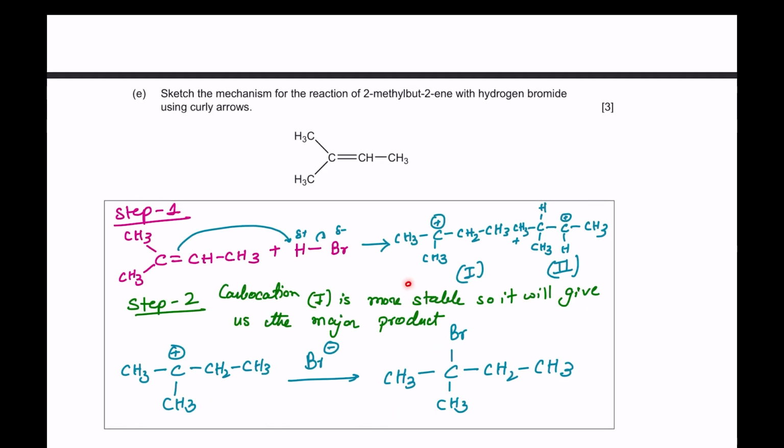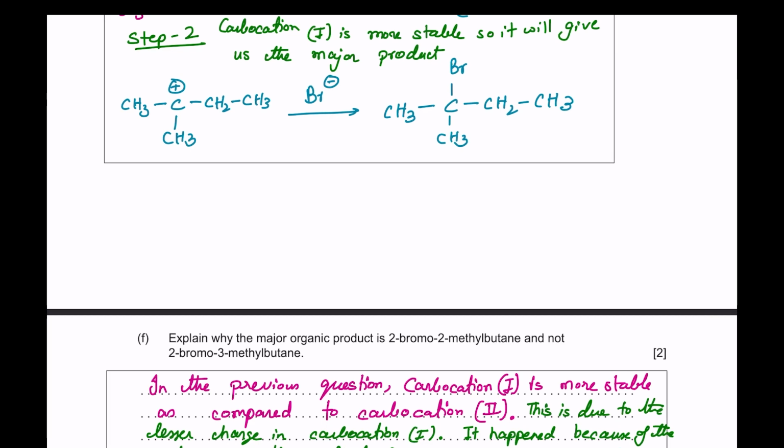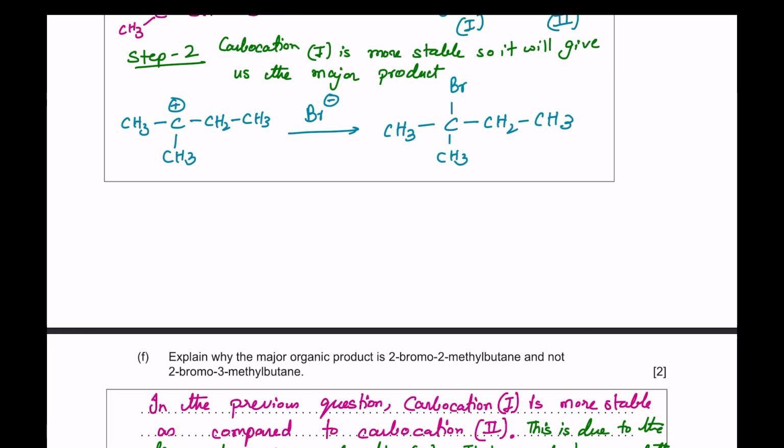Now carbocation 1 is more stable than carbocation 2, so carbocation 1 will give us the major product. So with carbocation 1, this plus Br minus, you just attach the Br on this carbon, and this will give you the final major product. You can also do it for the minor product, but just writing the final major product will fetch you full marks. Now the next question is why the major product is 2-bromo-2-methylbutane and not 2-bromo-3-methylbutane.